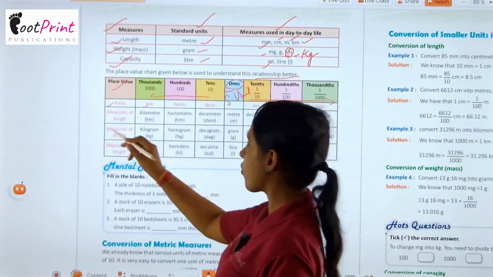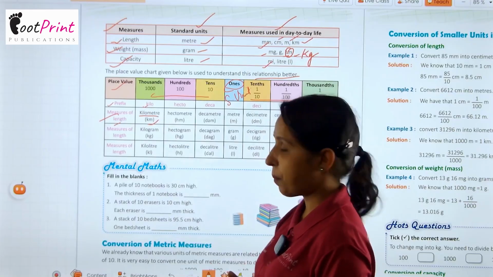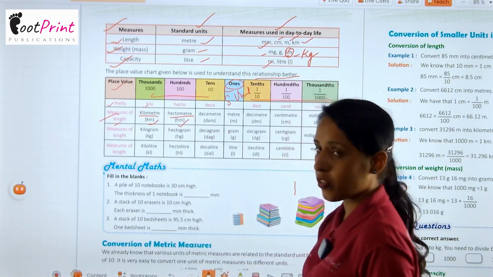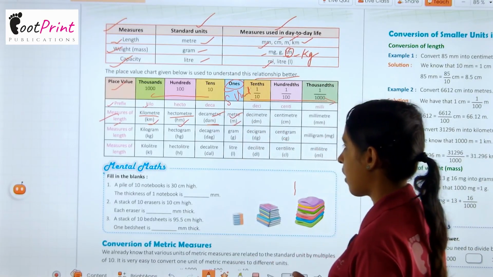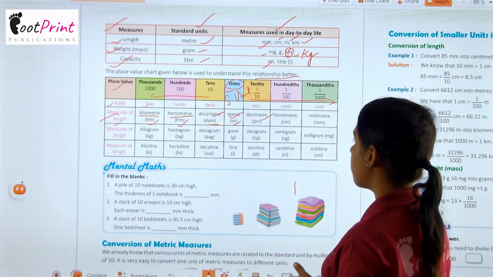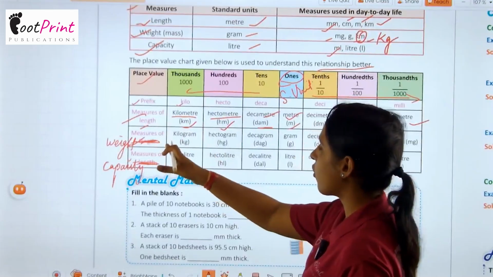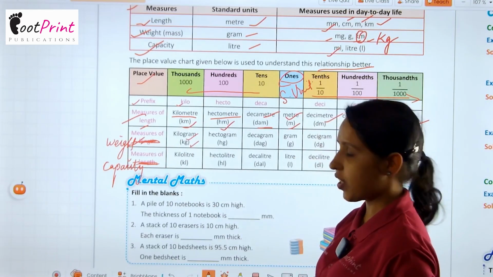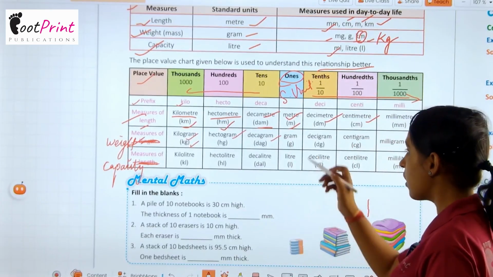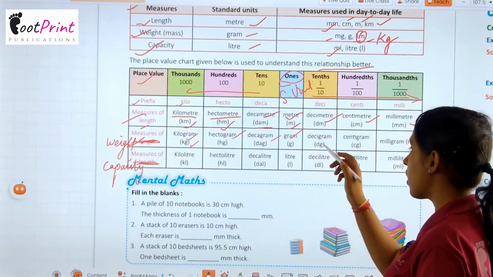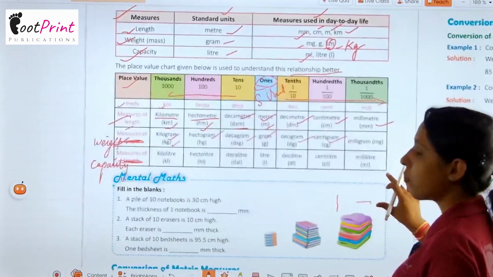Here are the measures of length. It will become kilometer and the short form is km. Hectometer is written as hm. Decameter, dam. Meter is written as m. Decimeter is dm. Centimeter, cm and millimeter, mm. Next is measure of weight. We have kilogram, kg, hectogram, hg, decagram, dag, gram denoted by g, decigram, dg, centigram, cg, and milligram, mg.